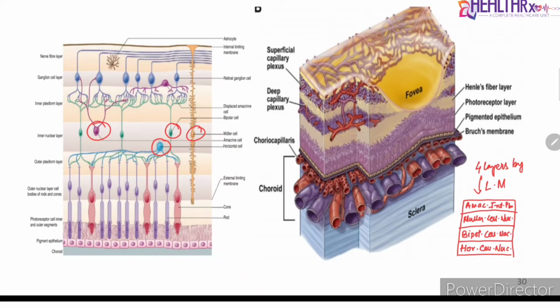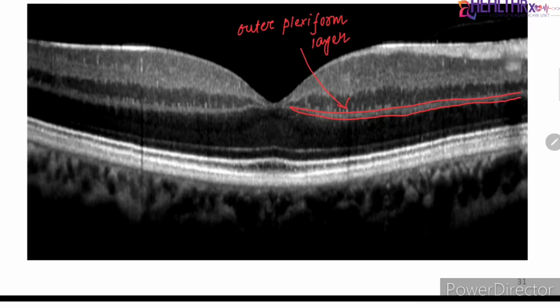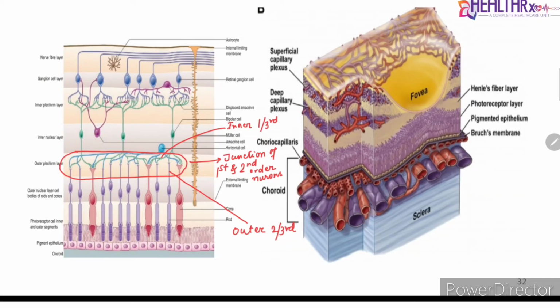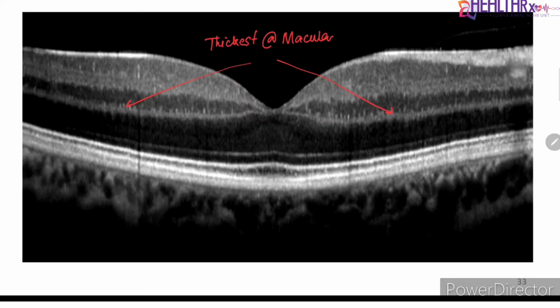The outer plexiform layer, which is represented by a hyperreflective layer in OCT, marks the junction of the first and second order neurons in the retina. The outer two-thirds of this layer is composed of the inner fibers of photoreceptors surrounded by processes of the Mueller cells, and the remaining one-third consists of the dendrites of the bipolar and horizontal cells, as well as Mueller cell processes.